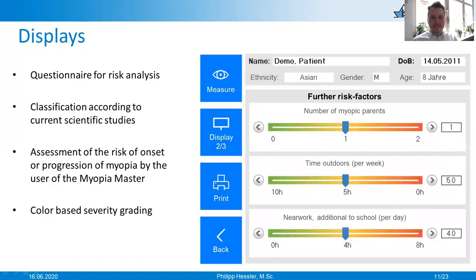In this display, we see the traffic light color bars, and I experience every day that we talk a lot about myopia, but the parents don't understand the relevance of myopia control. With these traffic lights, it is really clear that green is no risk, yellow moderate risk, and red high risk. Myopia prevention should be highly recommended if we have some high risk factors here.